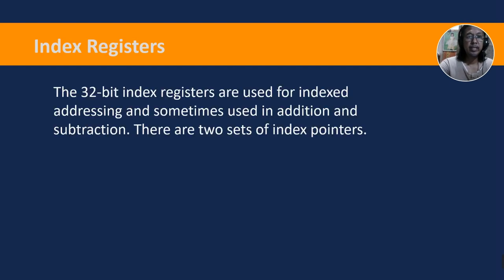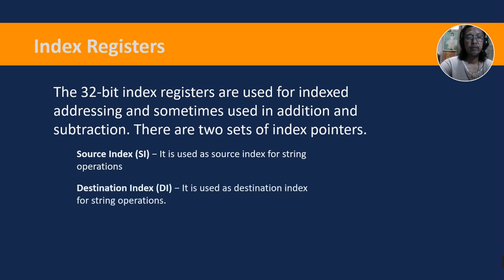Then you have index registers. 32-bit index registers are used for indexed addressing and sometimes used in addition and subtraction. There are two sets of index pointers. One is the source index or SI. It is used as source index for string operations. And you have the destination index or DI. It is used as destination index for string operations. So you have the source index and you have the destination index.